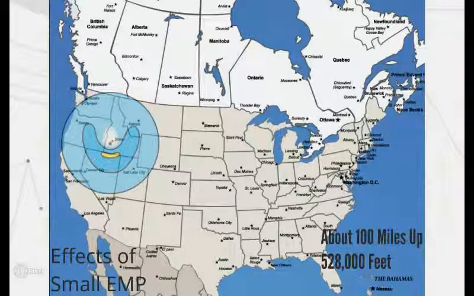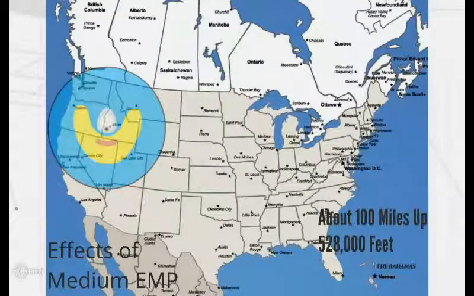And this is the effects of a small EMP, and all the pictures I'm going to be showing you are screenshots from the simulation, and they're all about 100 miles up, which is 528,000 feet. And you can see it affected a couple states around it. And now this is the effects of a medium EMP. Again, 100 miles up. And you can see the circle's quite larger, the area that it's affecting.